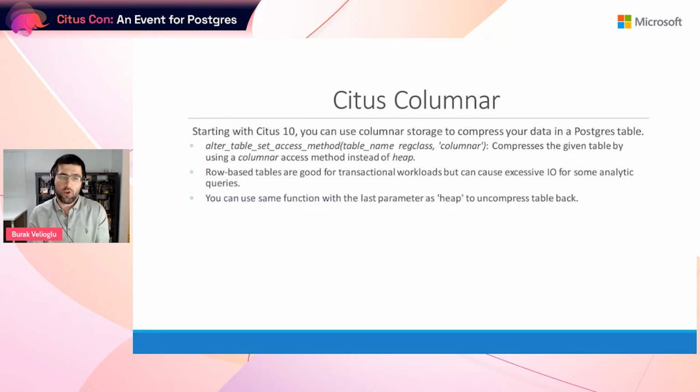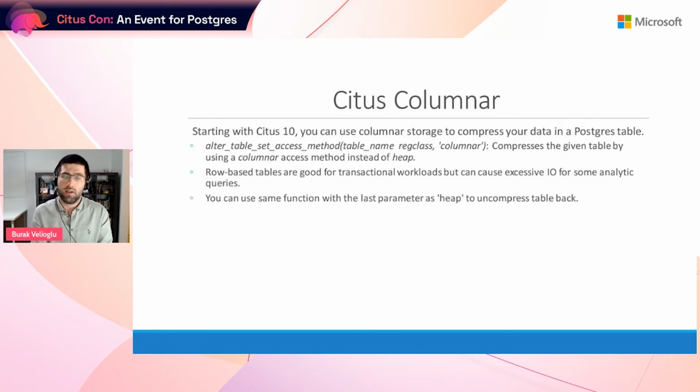I mean, you can also use Citus Columnar for changing the access method, which is basically changing the access method from heap to columnar. As you know, heap is the way Postgres keeps the data. And if you want to compress that data, you can use Citus Columnar's alter table set access method to, let's say, compress your tables. And I mean, the row-based tables are generally good for transactional workloads because you generally want to fetch the data of the tuples for multiple columns.